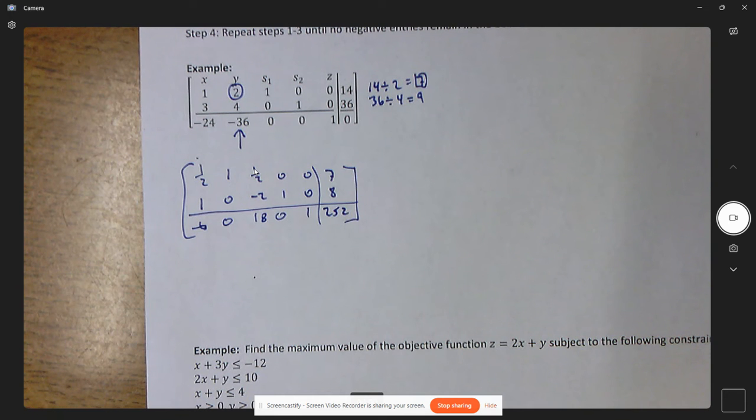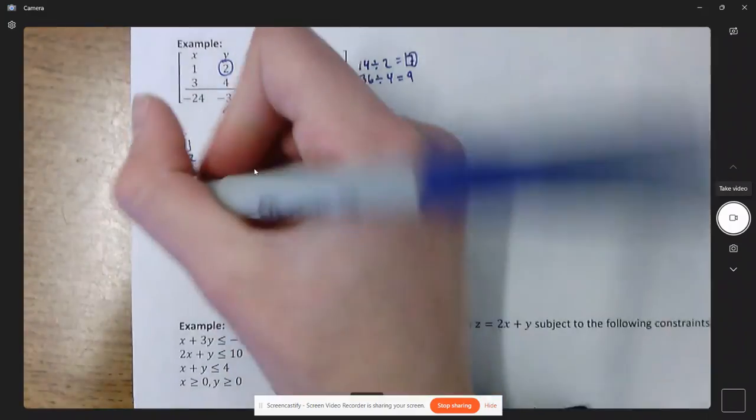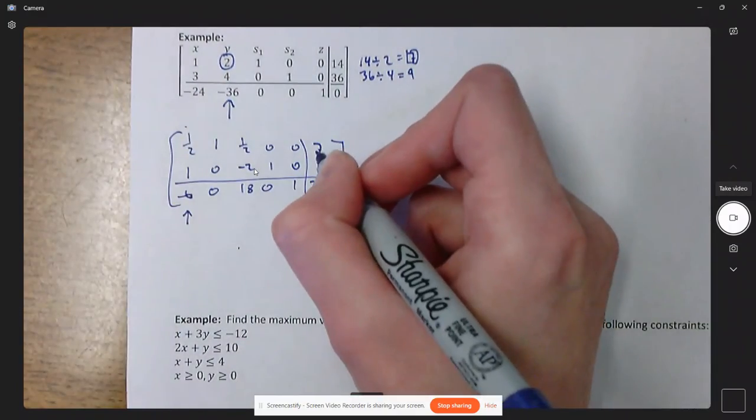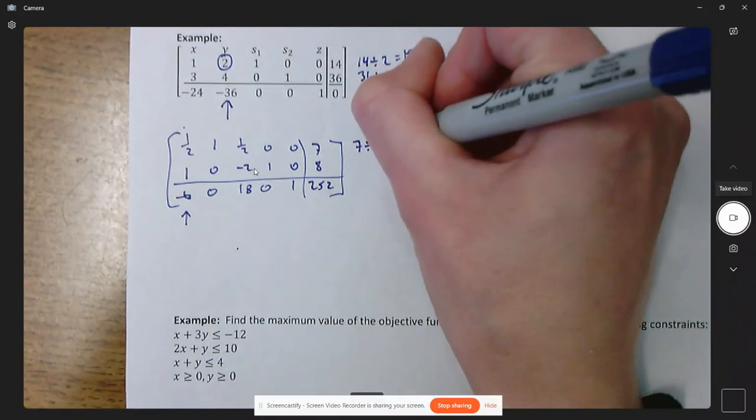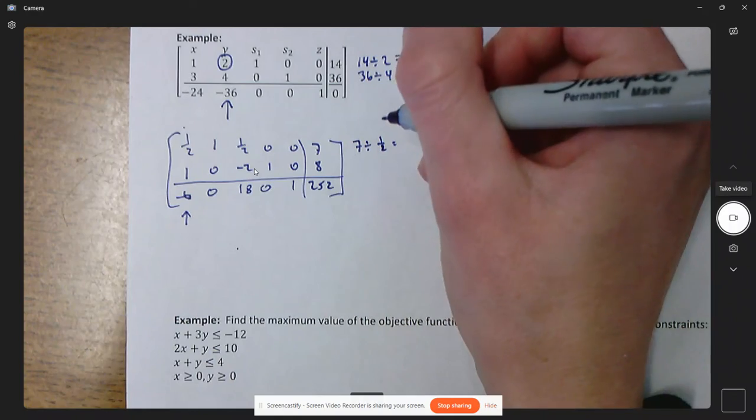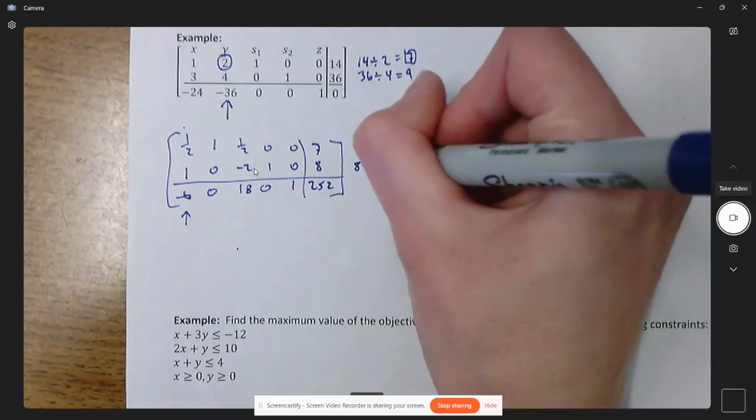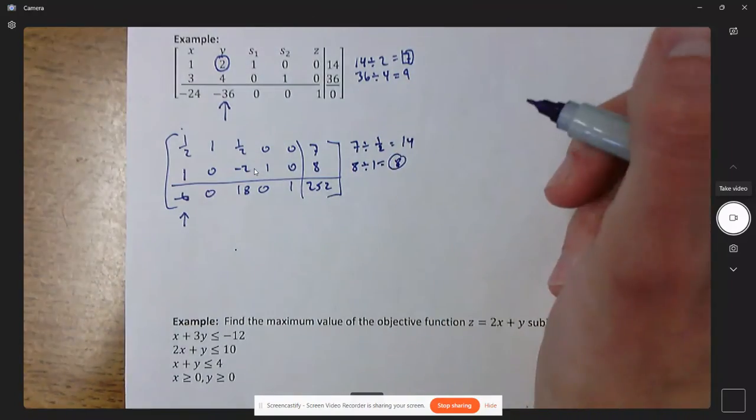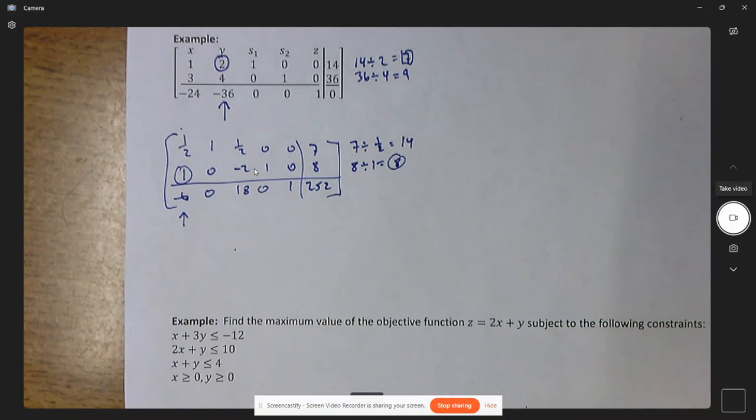Okay, so I copied it down. So here's our lovely thing. So identifying our next column, that's the most negative entry. And then I'm going to find those quotients. So this top one is going to be 7 divided by 1/2. Dividing by 1/2 is multiplying by 2, so that's 14. And then this one's going to be 8 divided by 1, which is 8. That's our smaller number. So here's our new pivot, which is conveniently already a 1.